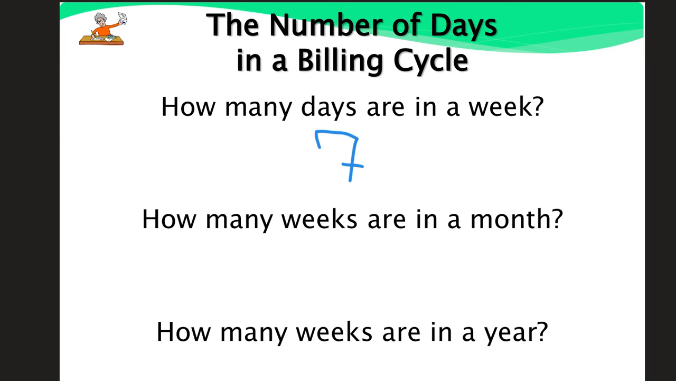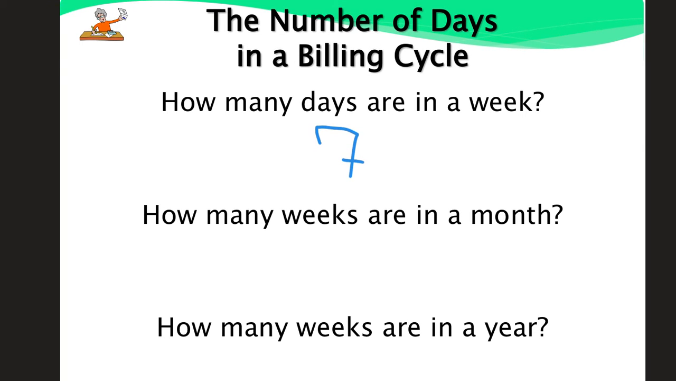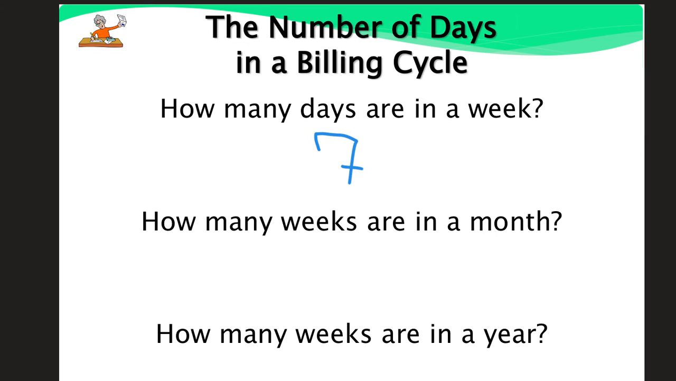Now, the thing about that is that value changes month to month. We know that not every month has the same amount of days, not every month has the same amount of weeks. So when we're looking at this, we have to think about it, usually, on average, there are about 4 weeks in a month. But that's not always true. It depends on the month.